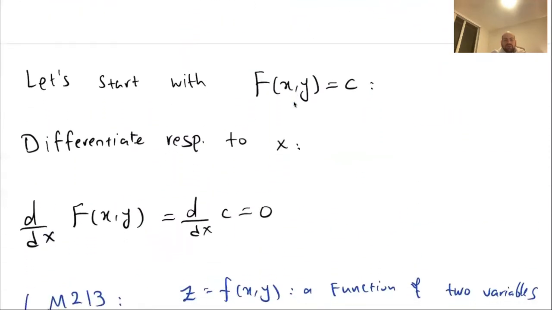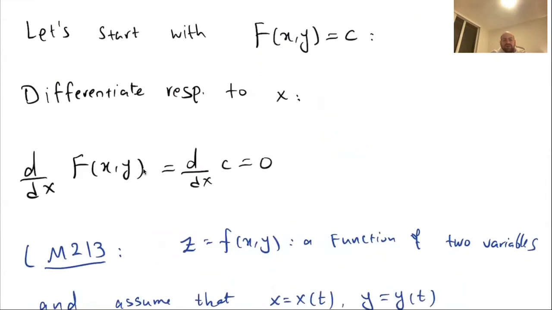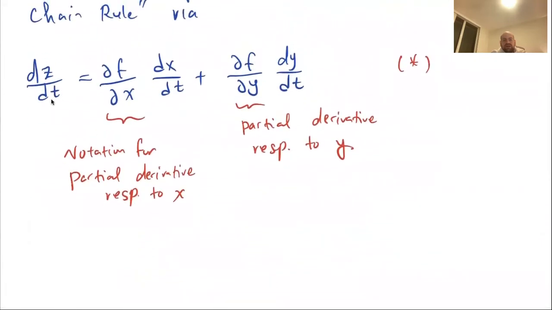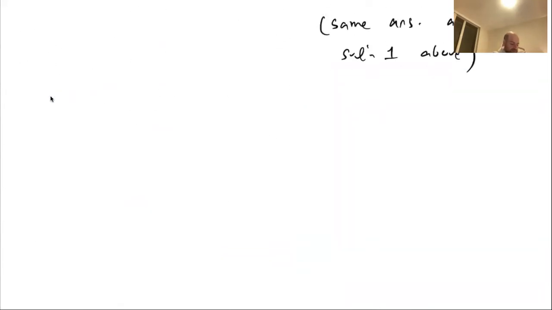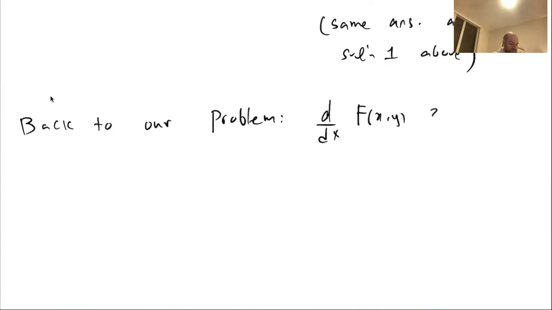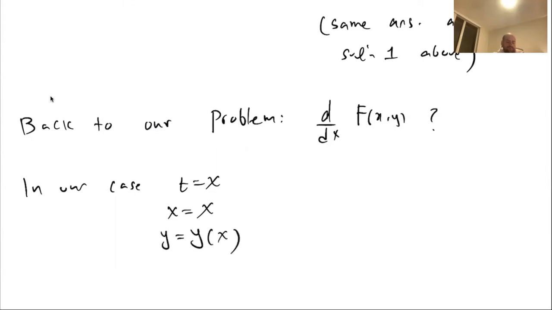Now in our case, back to our problem, we want to find d/dx of this. This is my z here. So instead of t, I have x here, so I have to replace t with x. Back to our problem, we want to find d/dx of F of x and y. In our case, t is x, and y is y of x.